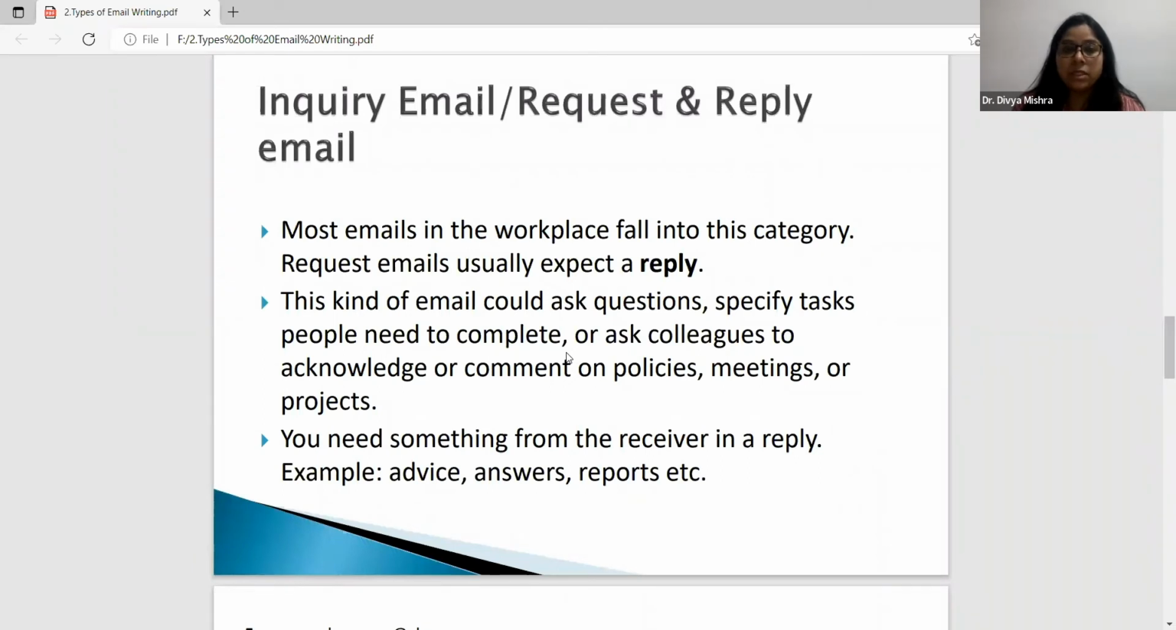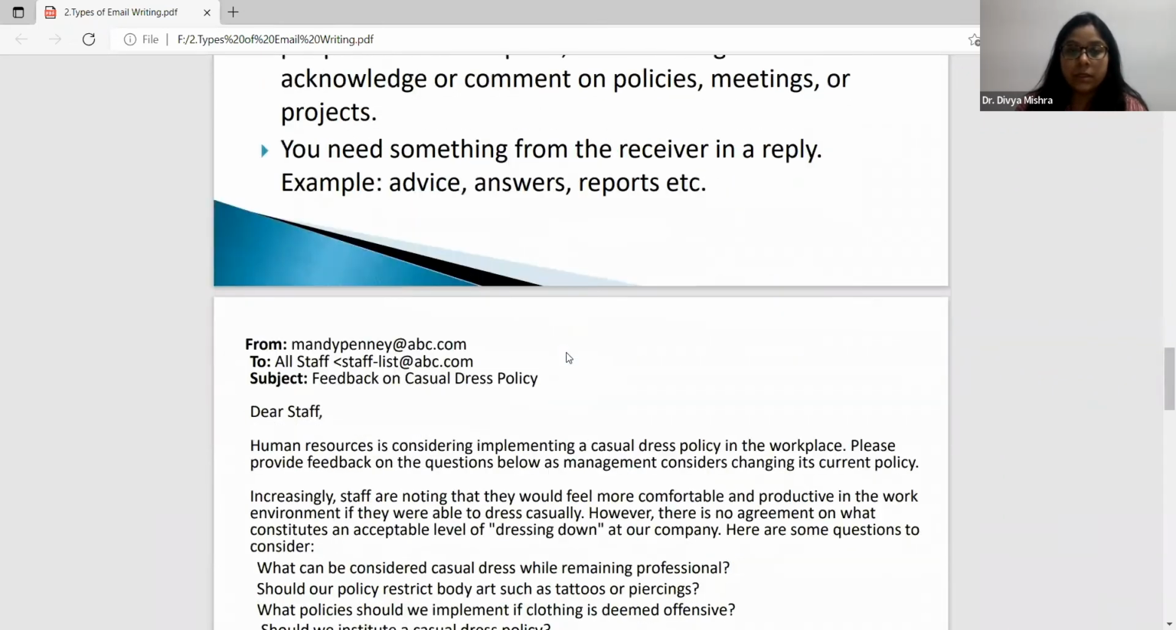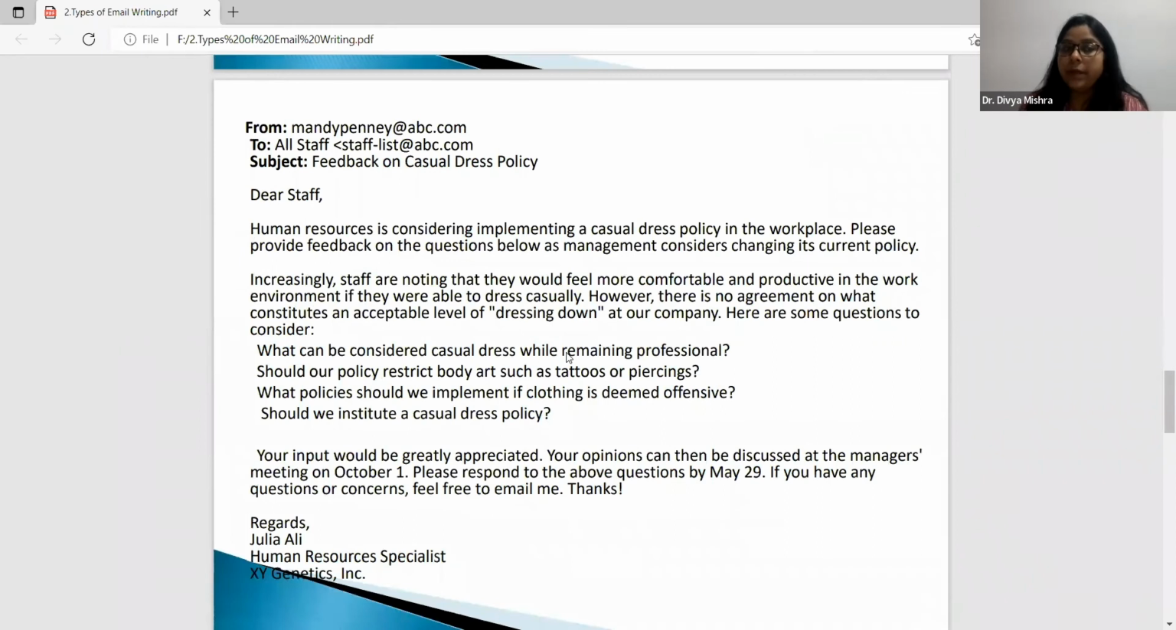You need something from the receiver in a reply email, for example advice, answers, reports. That's why it is also called request and reply email. An example of request and reply email you can see here.